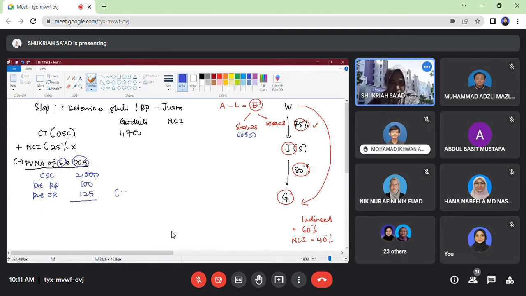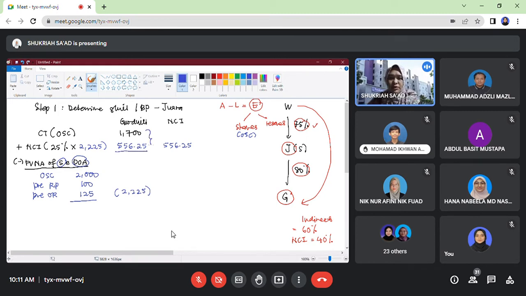So we get here 2,225. Partial kan? So bawa ke atas 2,225. Kalikan dengan 25%, dapat berapa kelas? Alah, you all nak kali pun lama. 556.25. Hari ni 1 jam je kelas, bukannya kelas 3 jam. Okay. Alright. Campur dua ni.